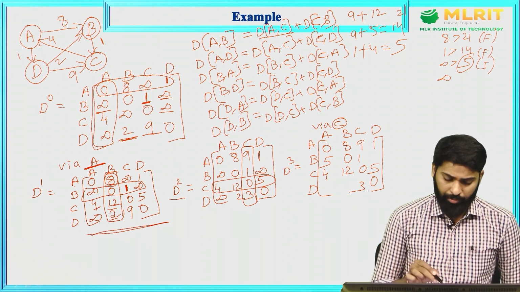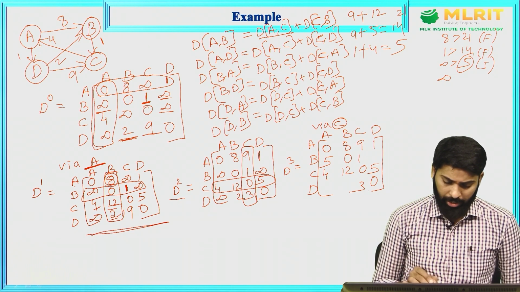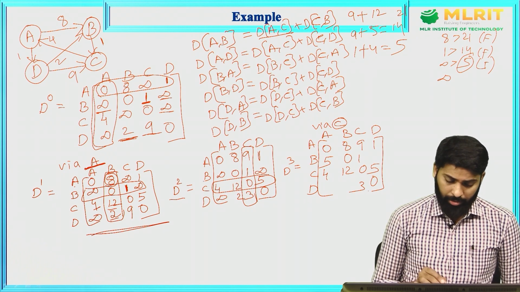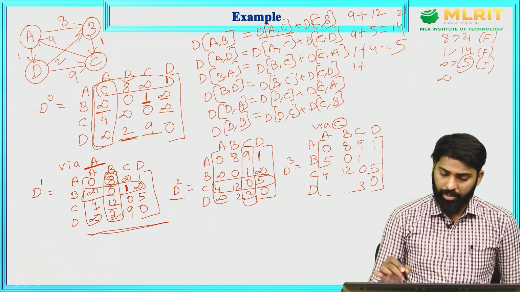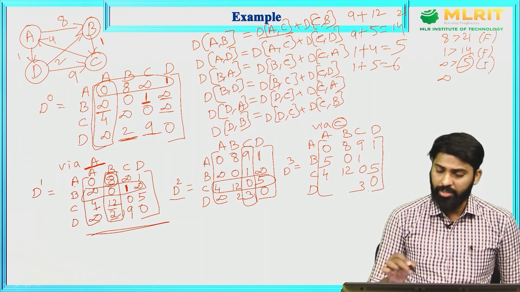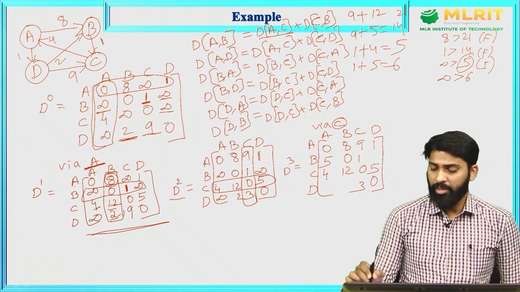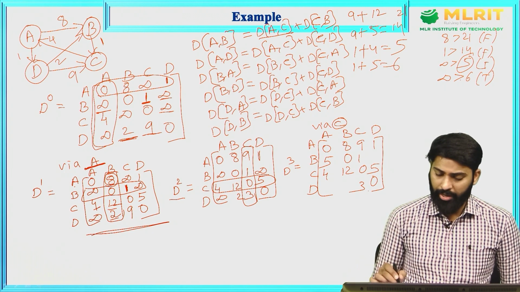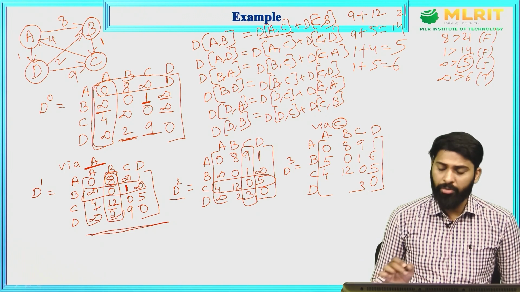Next, distance of B to D, actual value is infinity. So distance of B to C is 1. So distance of C to D is 5. 1 plus 5, 6. Infinity greater than 6, yes, it is true. So I consider the distance of B to D as 6.